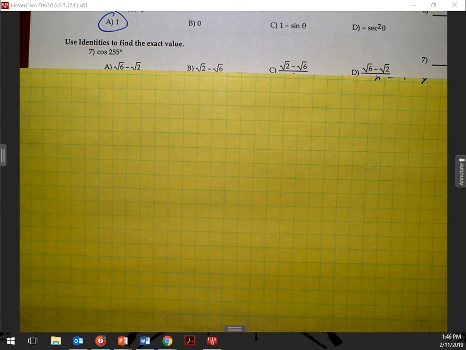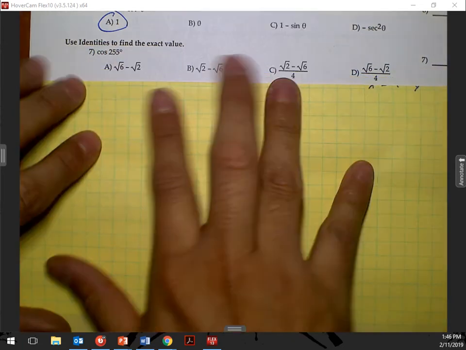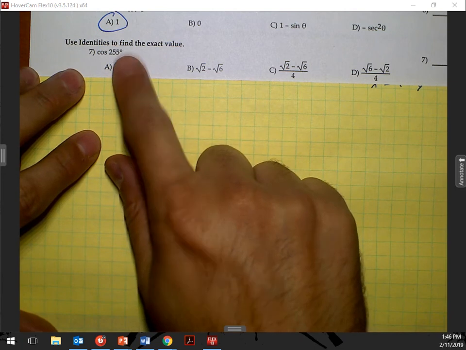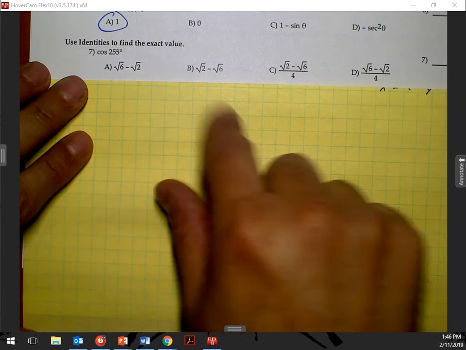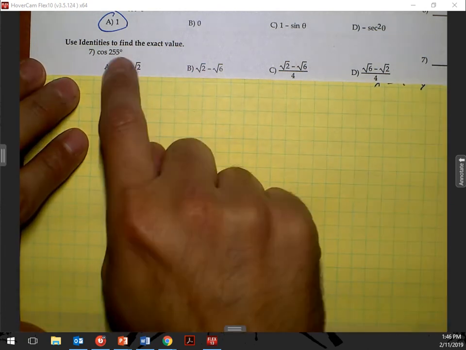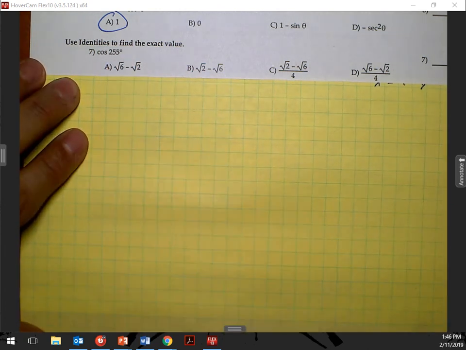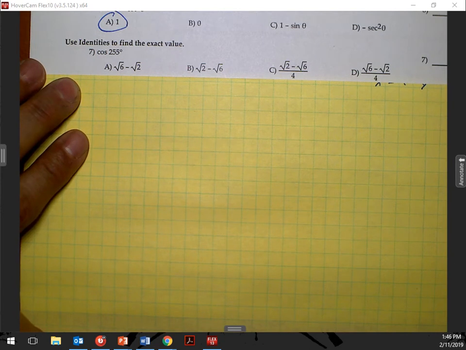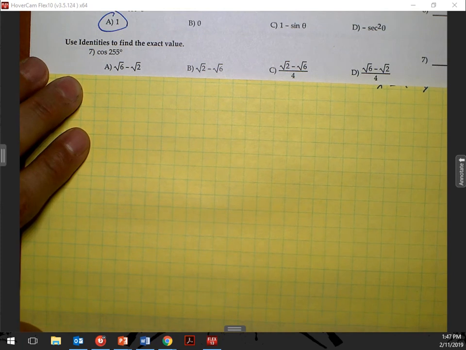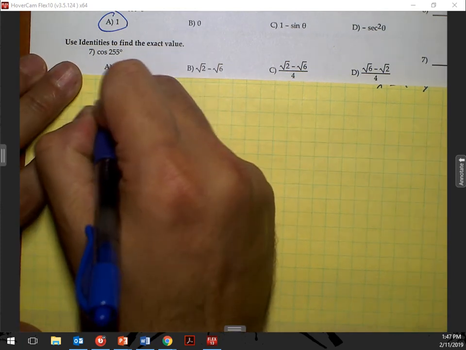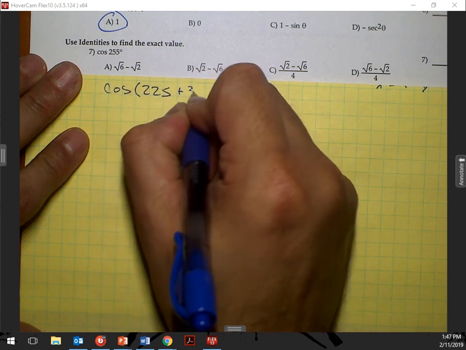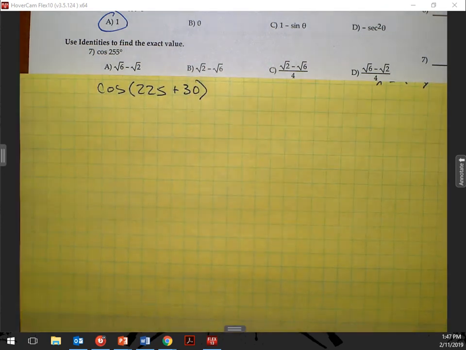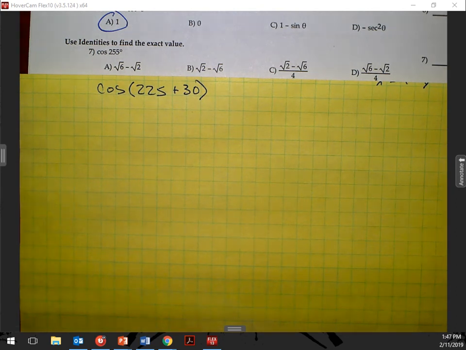Okay, alright. Okay, 255. So we're going to find the exact value of 255. So I could use addition or subtraction for these ones right here. It's going to be a lot easier to use addition and subtraction. So, what two numbers am I going to use to get 255? That's a lot of math in my head. So we're going to say it's going to be the cosine of 225 plus 30. Okay. That works, right?